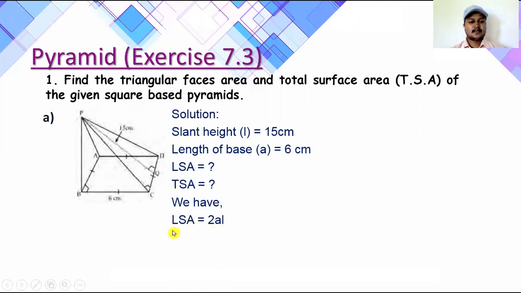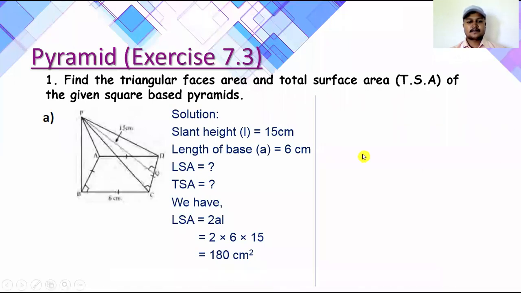And we have the formula. Lateral surface area is equal to 2AL. We just have to use the formula because we have the value of L as well as A. So put these values, 2 into 6 into 15, 6 twos are 12, into 15, 180 square centimeters. This is the lateral surface area.